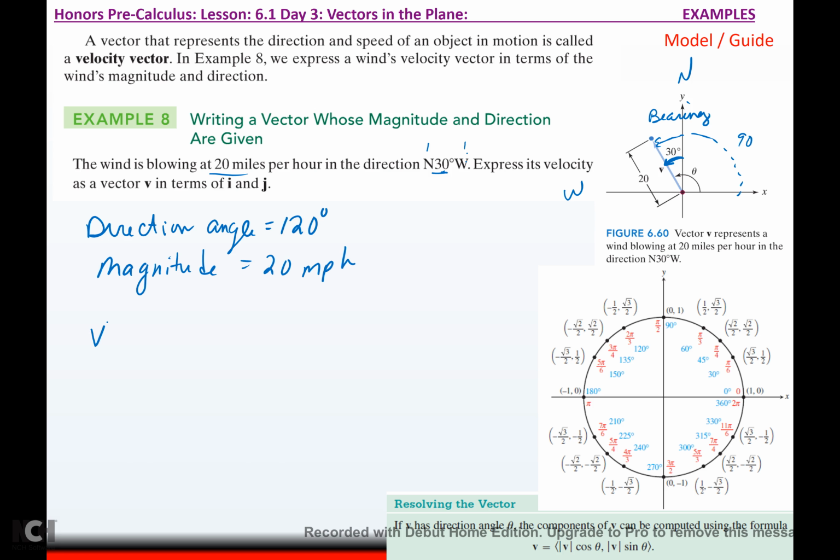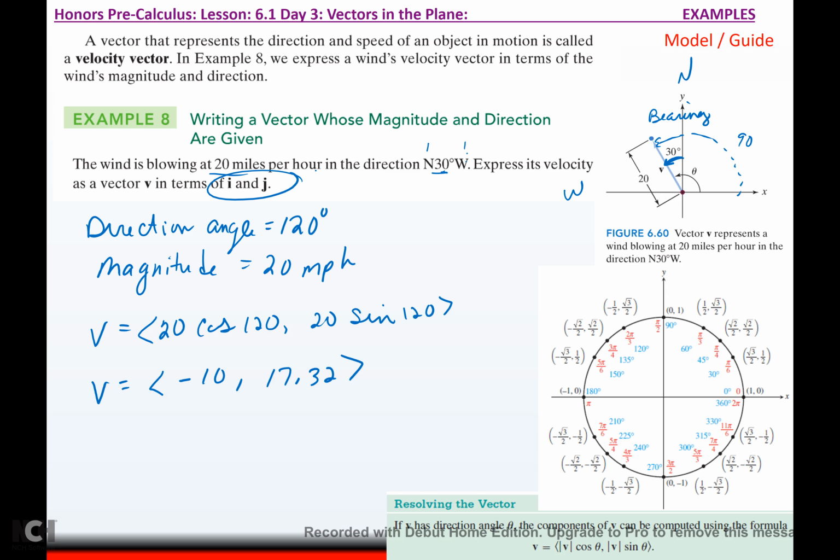So to get my velocity vector of the wind, I'm going to take the magnitude times cosine of my direction angle, and the magnitude times sine of my direction angle. And if I type those in, I get negative 10, and I get 17.32. They wanted it in terms of i and j, so we say negative 10i plus 17.32j. There's your velocity vector.